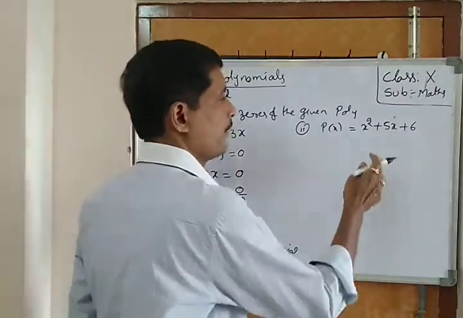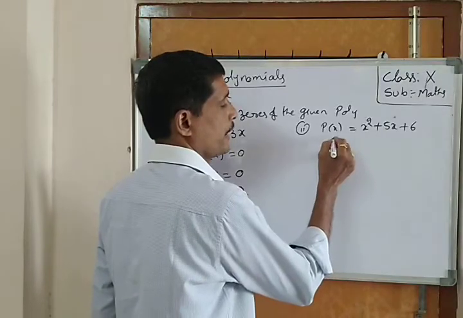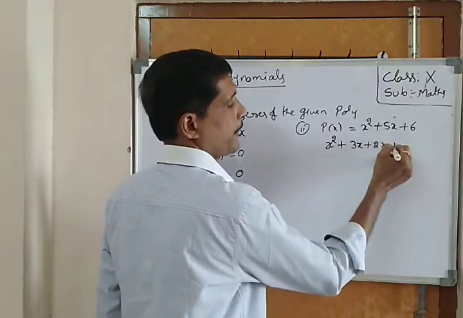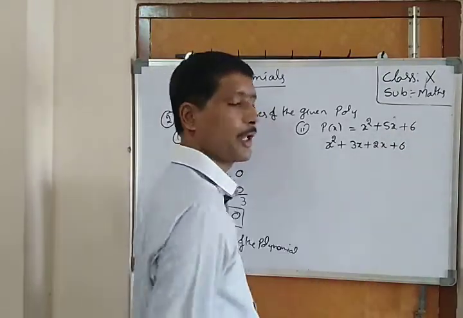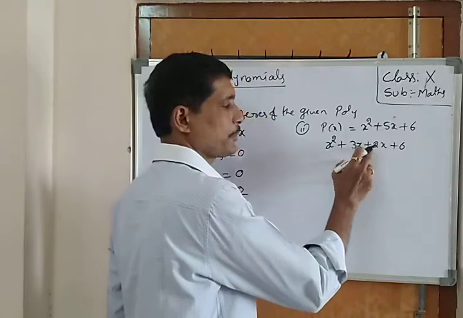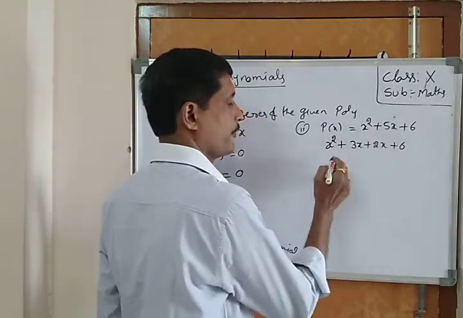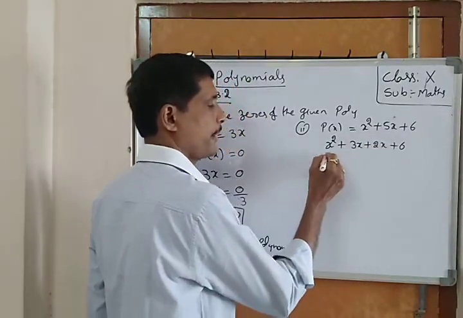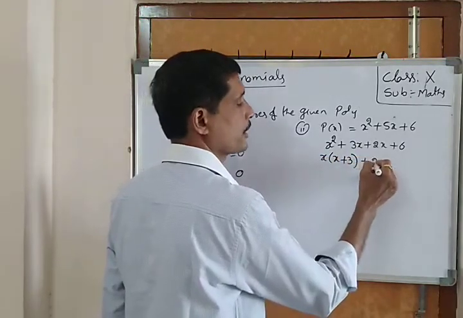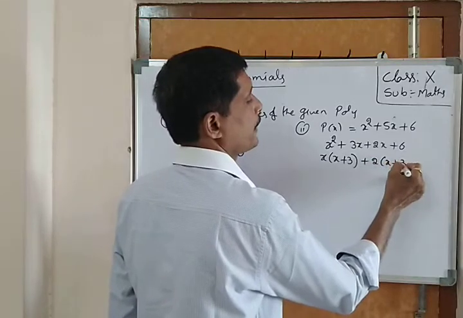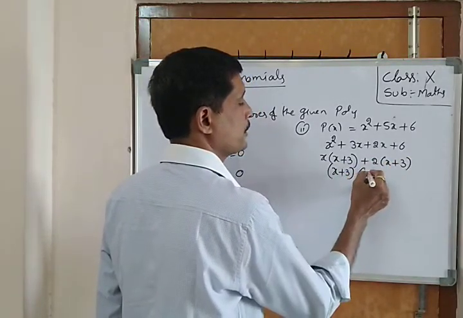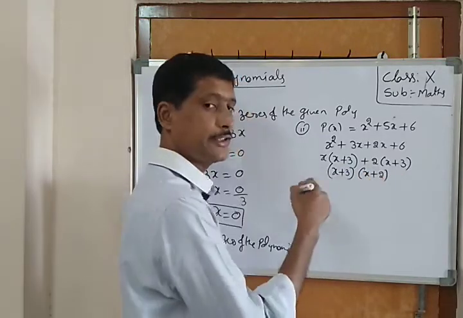What it may be? First splitting the middle term. X square plus 3x plus 2x plus 6. First and last multiply, you get 6x square. Therefore 3 and 2, that is 3x plus 2x, that is 5x. Therefore in first two which is common, that is x is the common. Therefore x plus 3. In last two which is common, that is 2 is the common. X plus 3. Therefore x plus 3 is the common. Therefore x plus 2.